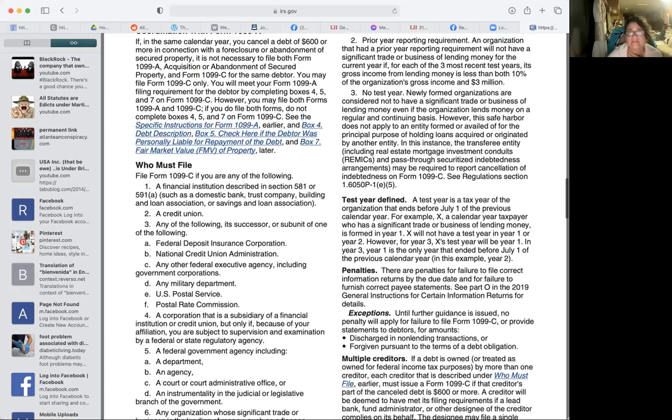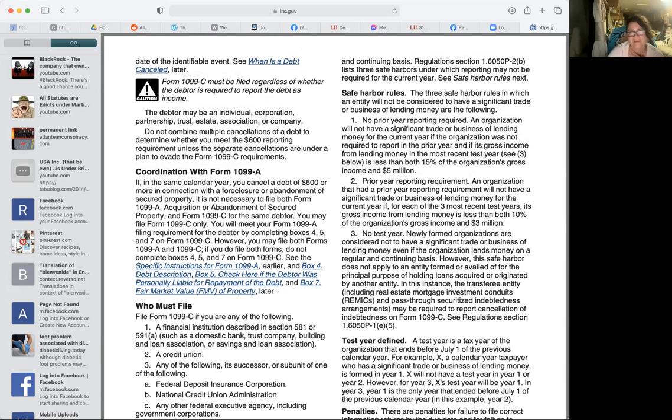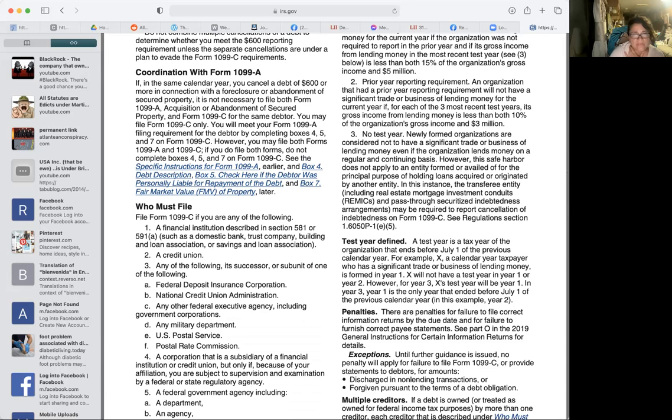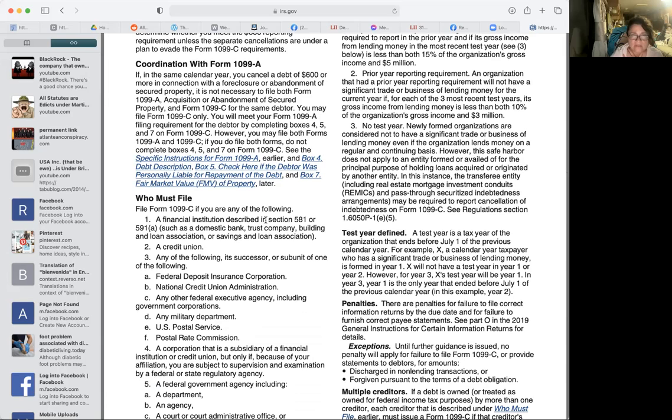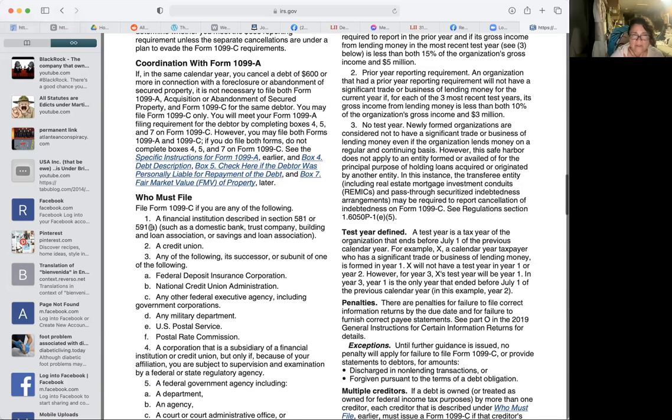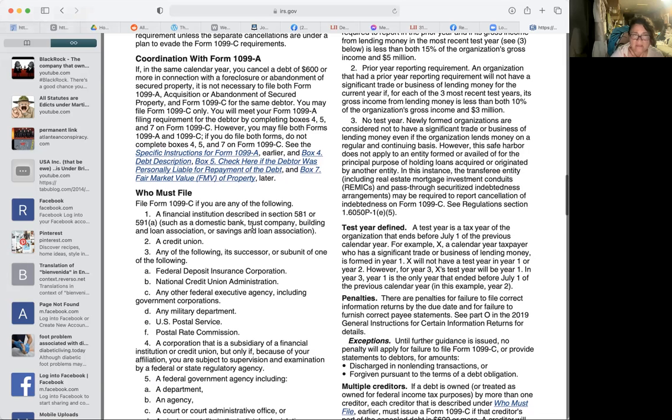How did Patrick Devine come up with the thing that we are the ones that are the creditor? Because right here, it just says who must file. We're not a financial institution, are we? Described in section 581 or 591A, such as a domestic bank, trust company, building and loan association, or savings and loan. I don't know. I don't see that. A credit union? No. Any of the following or its successor? No. I don't see us in any of this, you guys, at all. I'm just saying. We're going to have to look at one of the Radiant Clone videos on Patrick Devine on why the 1099-C, how come, why. I'm just saying because I'm not seeing it here.